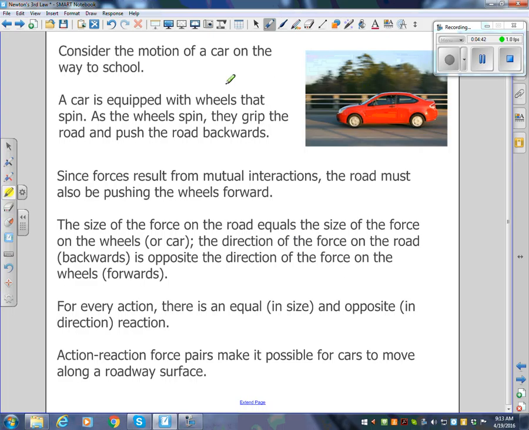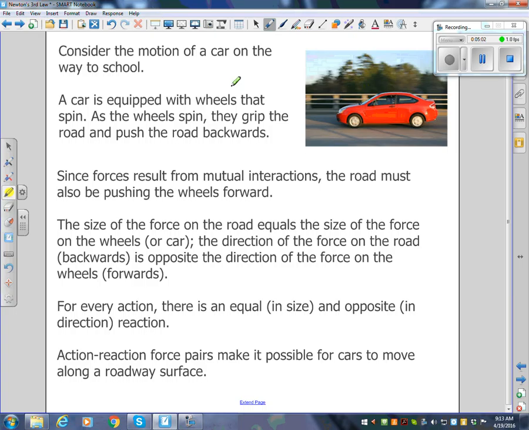Consider the motion of a car on the way to school. Maybe you rode in one this morning. A car is equipped with wheels that spin. Duh. As the wheels spin, they grip the road and push the road backwards. No, they don't. How does the car push the road backwards?